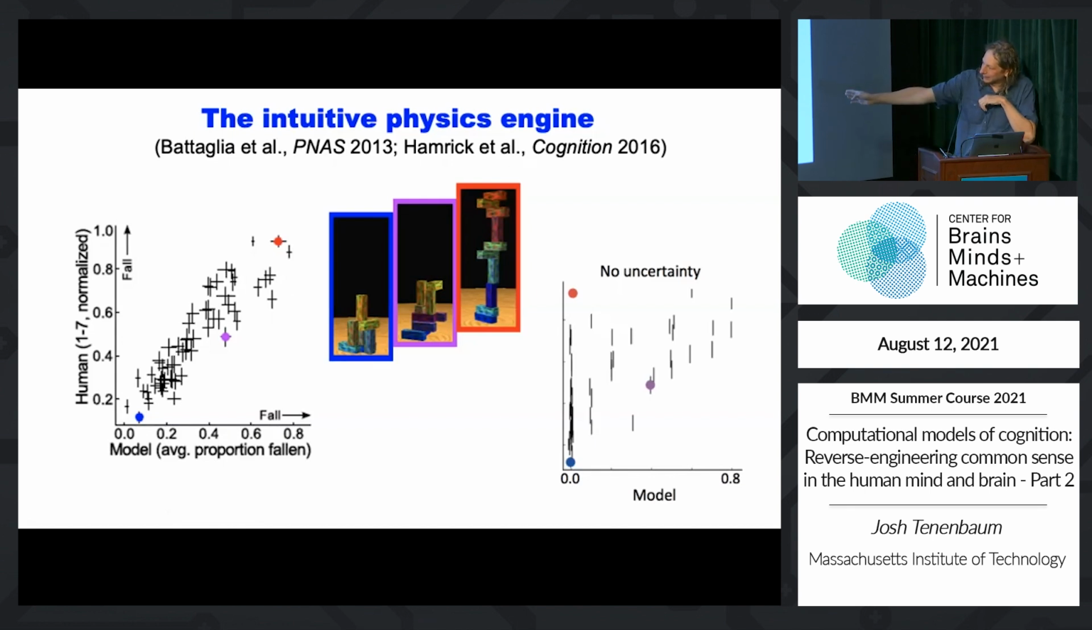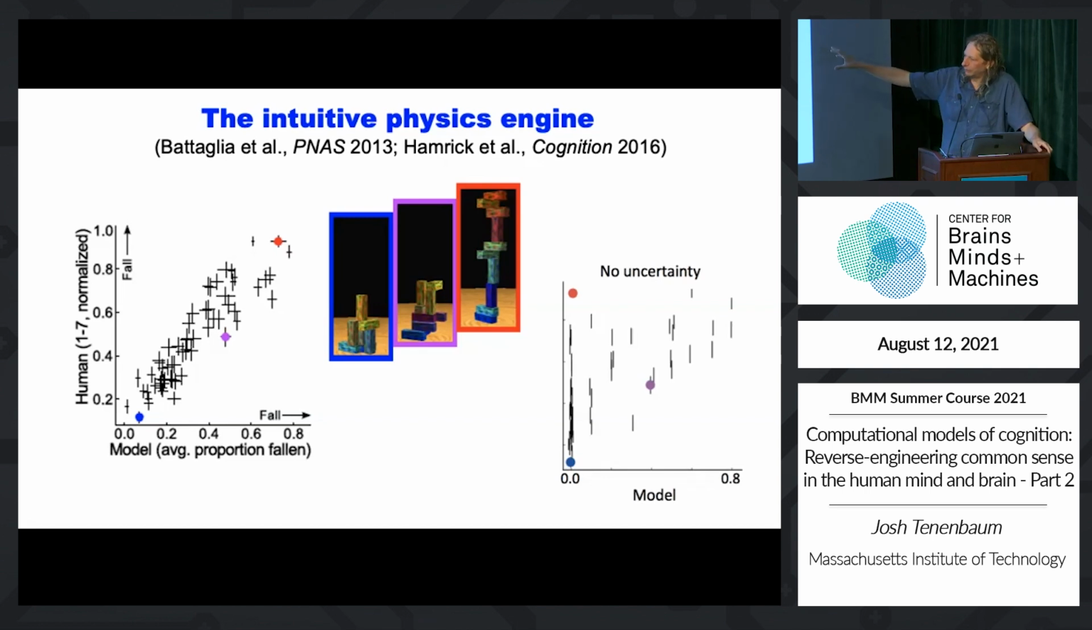On the x-axis, you have the predictions of the model, which are based on running a small number of these simulations and averaging the percentage of the tower that falls. So it's a graded notion of stability. It's like the expected value of stability. Okay. And you can see there's a pretty good fit for, in this case, 60 different stimuli. The crosses show error bars, like 95% confidence intervals. The 3 colored dots correspond to 3 particular stimuli, just to give you some examples of what might be going on. Very stable on the left, kind of medium, and then very unstable on the right.